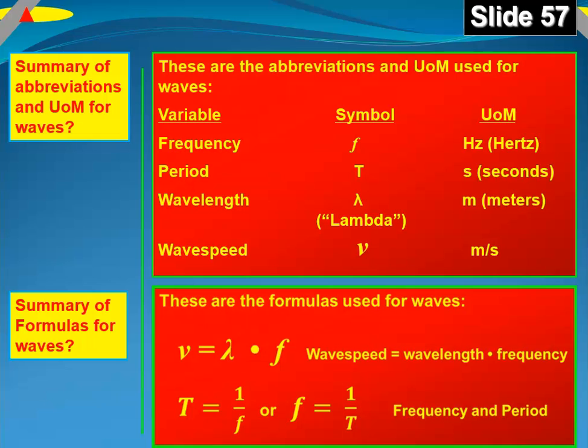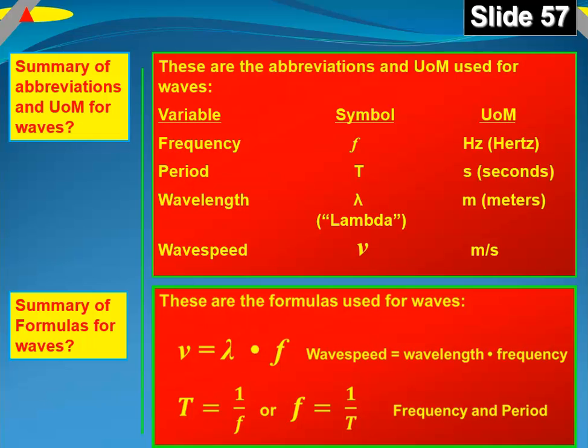Wavelength, and that letter is pronounced lambda, is measured in meters or millimeters, or nanometers when you get to light waves, but it's a distance. It's a length. Length is a distance, just like what we talked about in earlier topics of physics. And wave speed, which is V, think of velocity, is measured in meters per second.